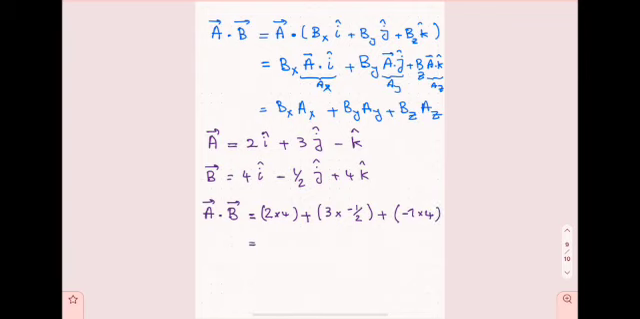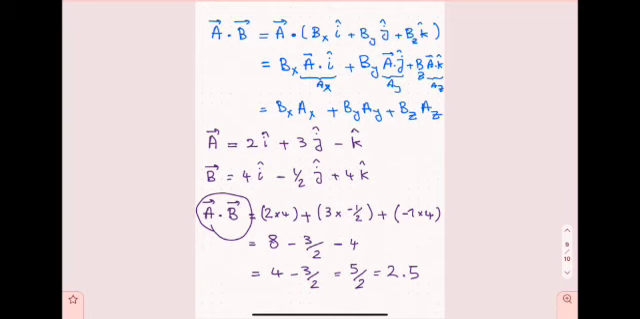Now I can write this as 2 times 4, 8, minus 3/2, minus 4. This is 4 minus 3 over 2. And this is 5 over 2, 2.5. So the dot product of these two vectors gives me a scalar. It's a number.